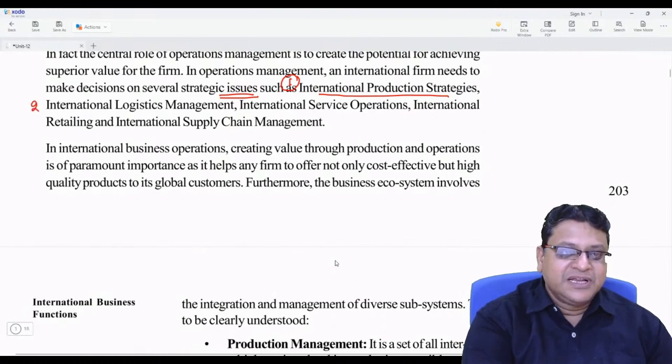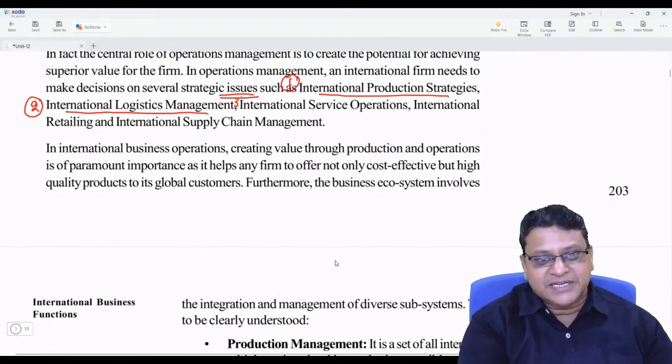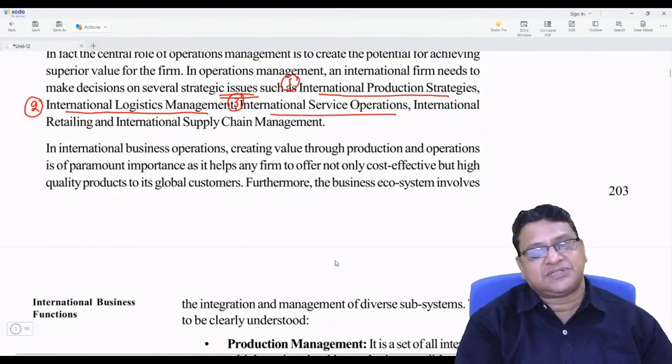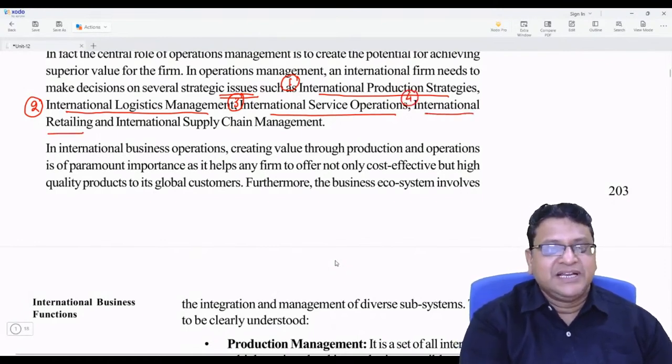Second, we will discuss international logistic management. We will discuss what international logistic management is and what key issues are involved in it. Third, we will discuss international service operations. Fourth one is international retailing, and the last one is international supply chain management.